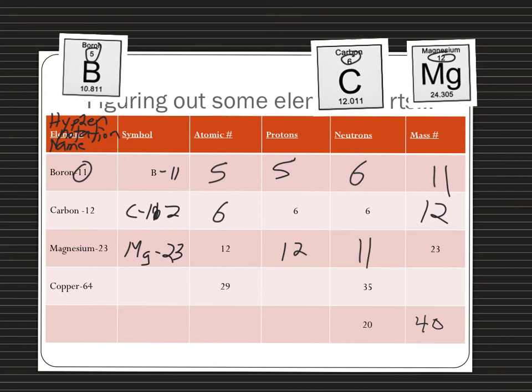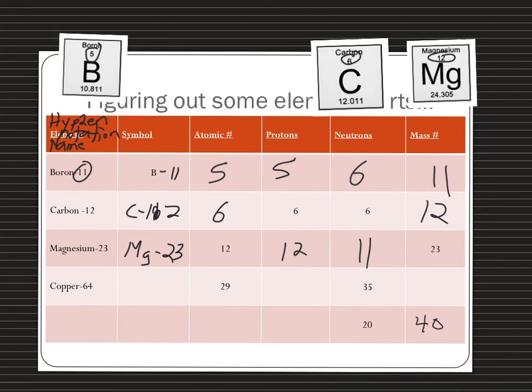Now, they're not always going to have the same number of neutrons as protons. Some elements will, but a lot of them don't. A lot of times they have more neutrons than protons, especially when we get into the heavier elements.